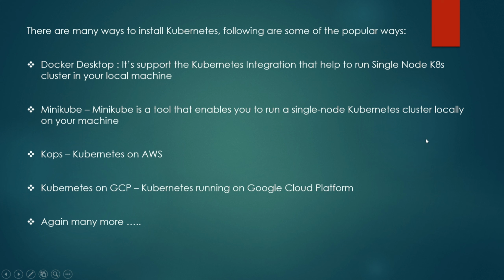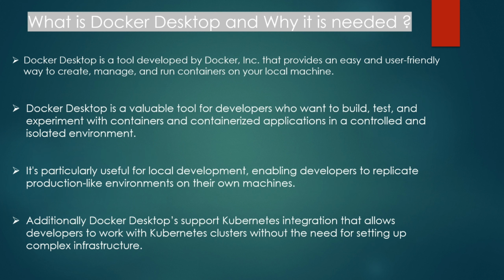So here, as part of this session, we are going to install Kubernetes via Docker Desktop. Okay, and I'm also planning to create another video on installation via Minikube as well. But as part of this session we will go with Docker Desktop. So before starting installation, first we need to understand what Docker Desktop is and how it helps to install Kubernetes in our local. So what is Docker Desktop and why is it needed?